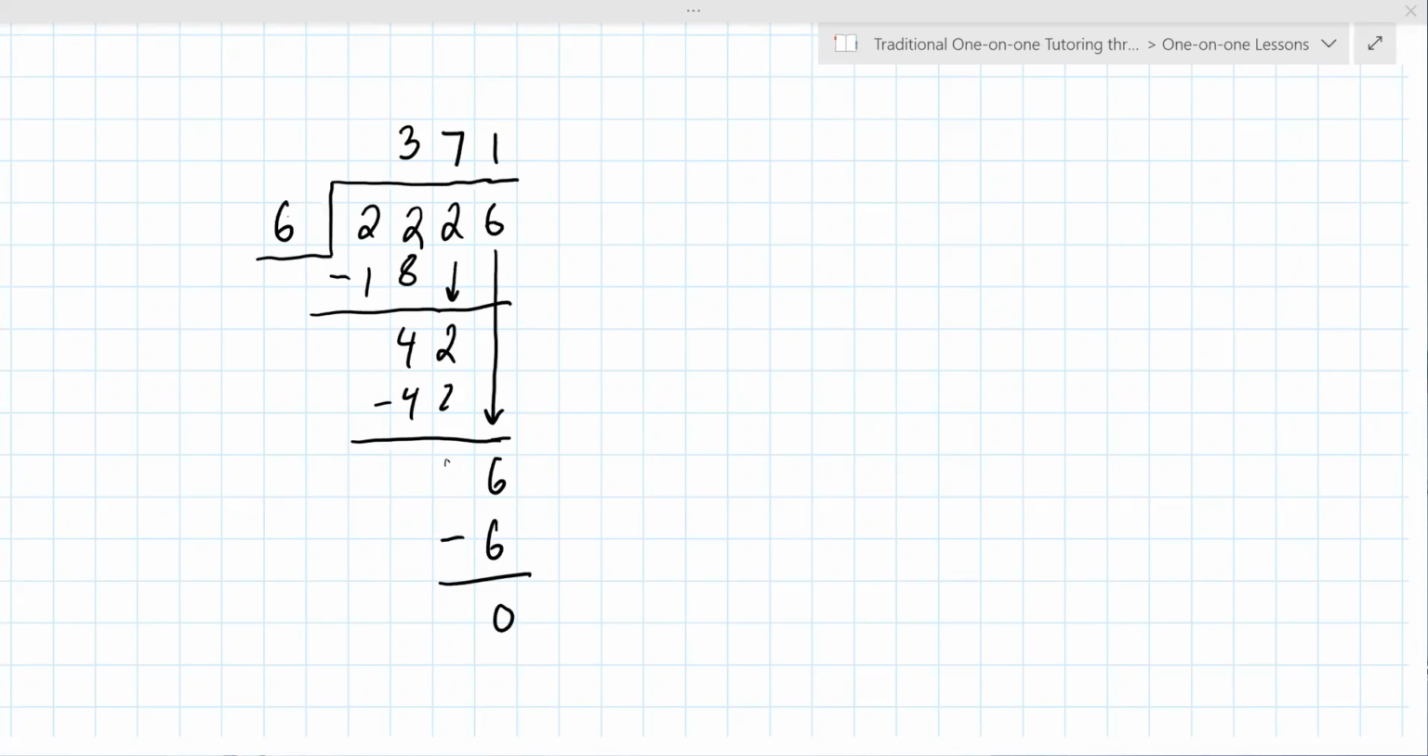Okay, I'm done. All right, let's have you try another one here. Let's say I asked you to do 882 divided by 3. What goes outside the house and what goes inside the house? 3 goes outside of the house and 882 goes inside the house. Good. Go ahead and give this a try.